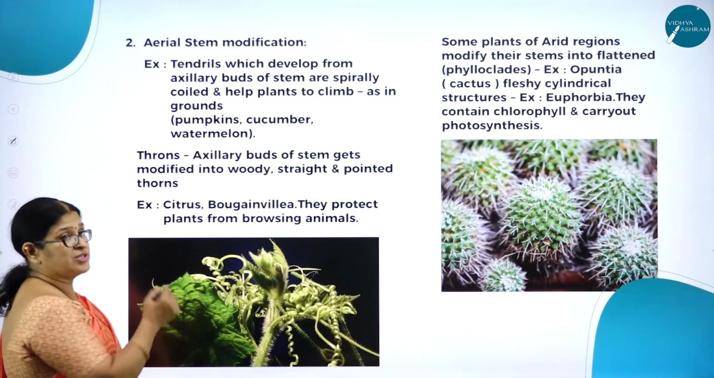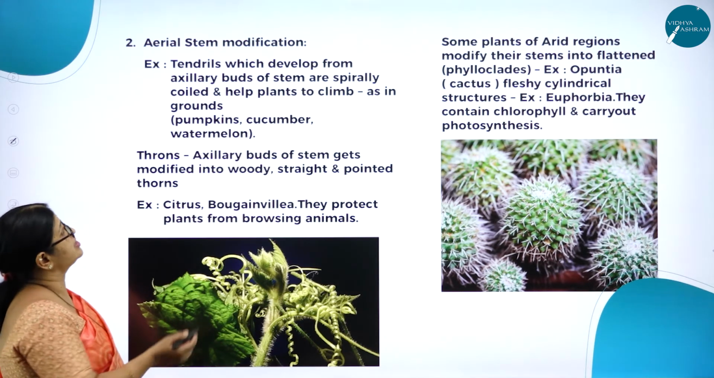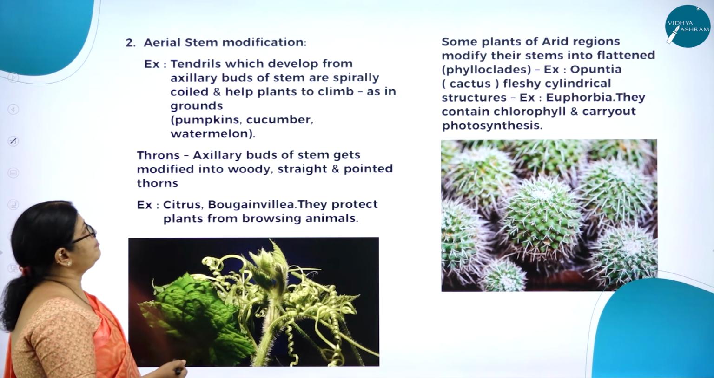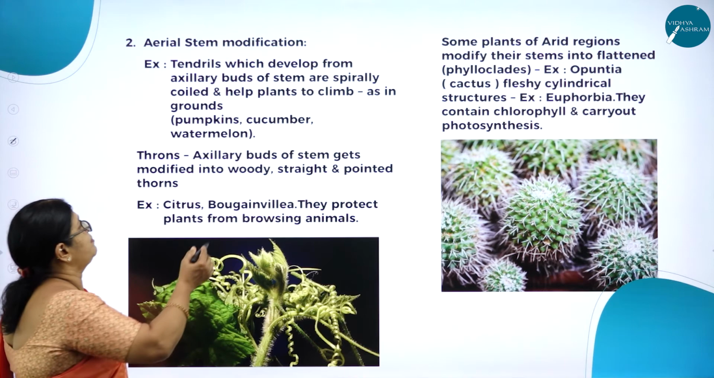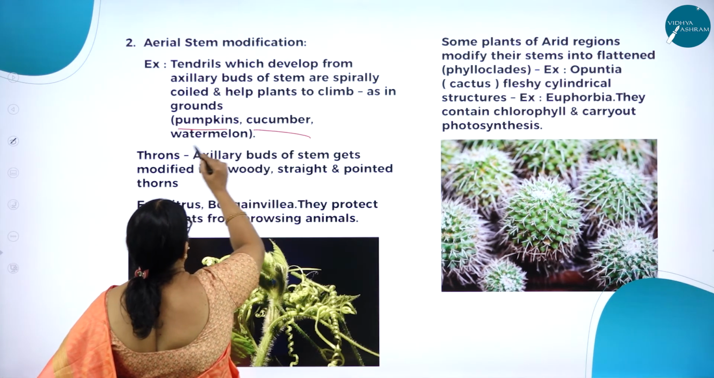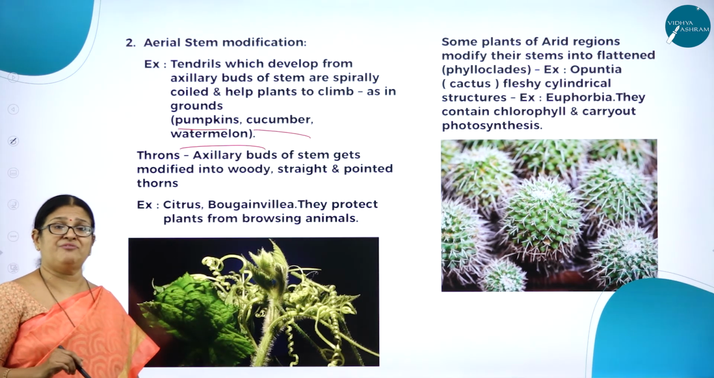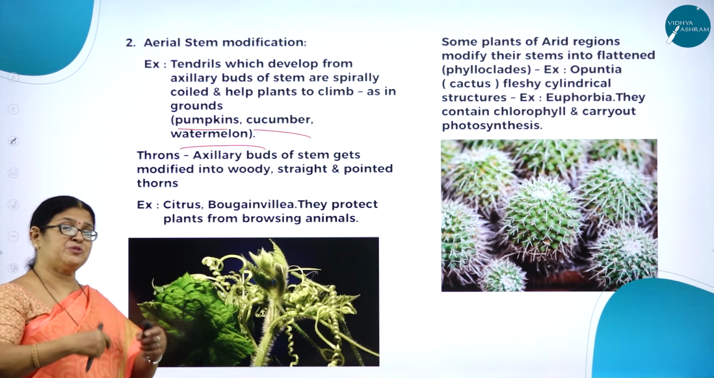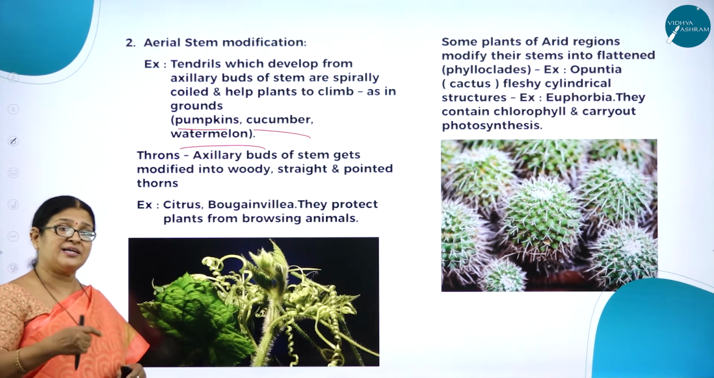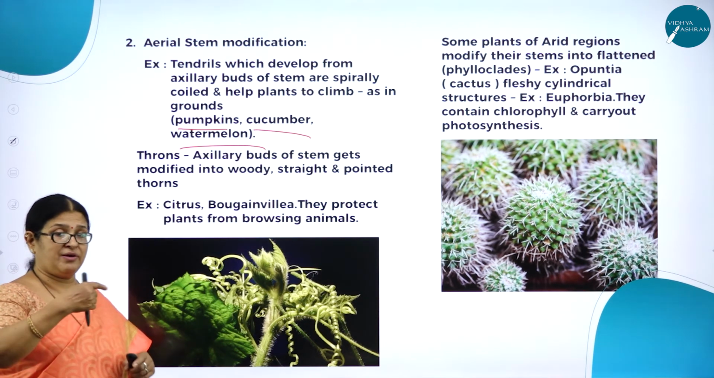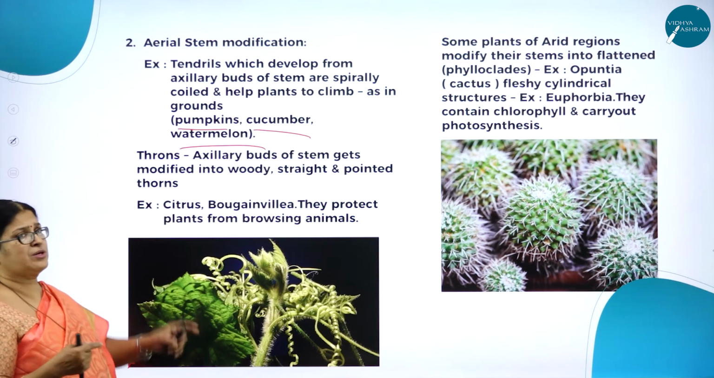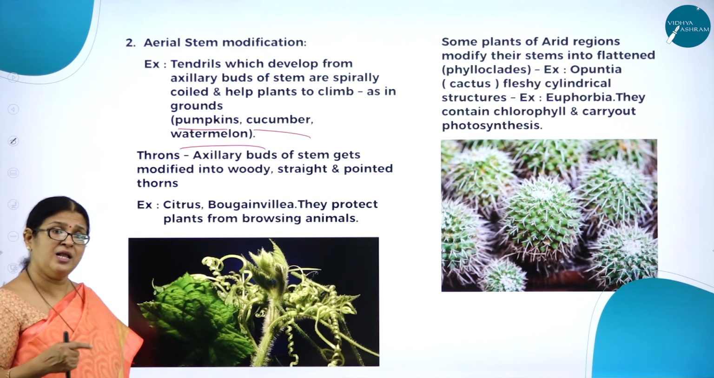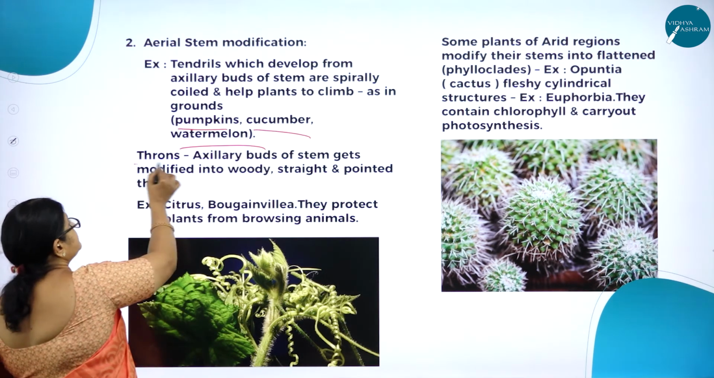So aerial stem modifications. For example, tendrils. You might have come across tendrils, spring-like structures. Tendrils which develop from axillary buds of stem are spirally coiled and help plants to climb, as in pumpkins, cucumber and watermelon. When the stems are very weak, they cannot stand on their own. So they develop spring-like structures, and they act as supporting structures to grow on some other plants. So tendrils are for mechanical support.